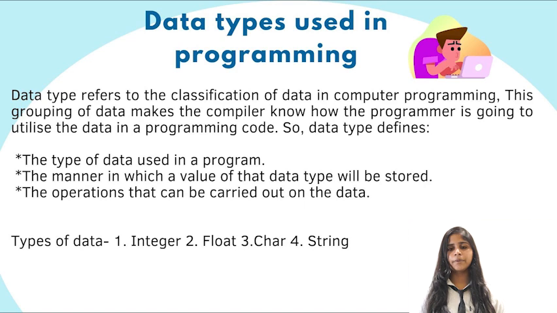Coming to our next topic, that is data types used in programming. So data type refers to the classification of data in computer programming. This grouping of data makes the compiler know how the programmer is going to utilize the data in the programming code. So data type defines the type of data used in a program.